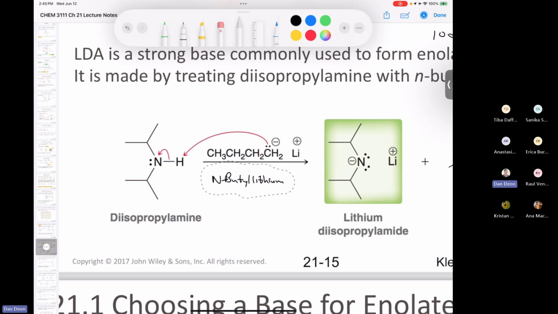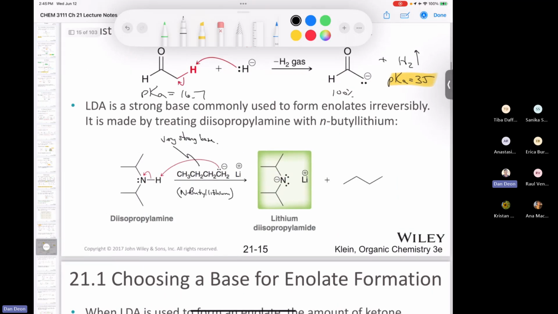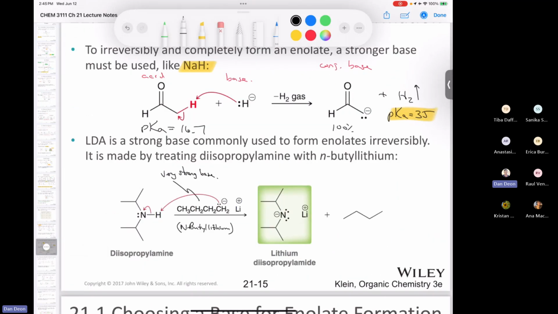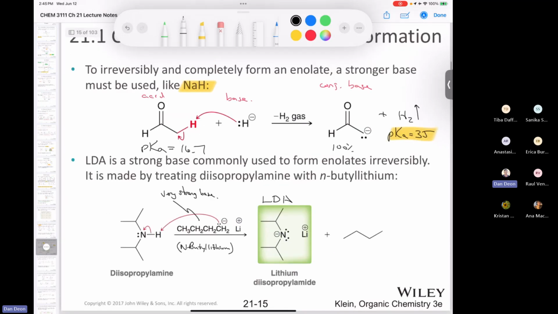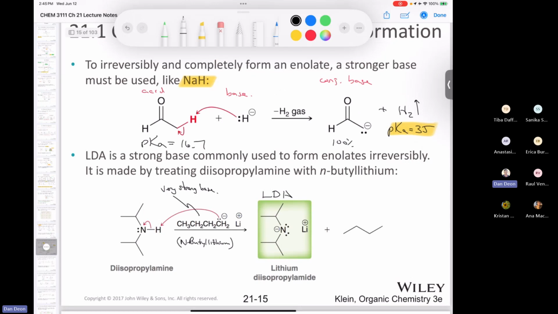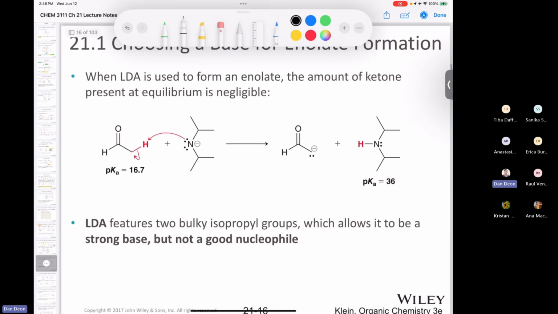But anyhow, if you take N-butyllithium, which is a very strong base, okay, just put here, very strong base. It's going to deprotonate your diisopropylamine to give you what's called lithium diisopropylamide, or it's more commonly known as LDA. Now, LDA is like sodium hydride. It is a very, very strong base. And you guys probably remember that the pKa of an amine is in the high 30s, something like 36 is what it says over here.